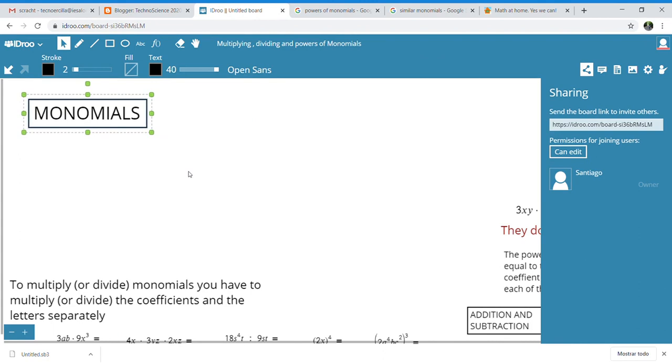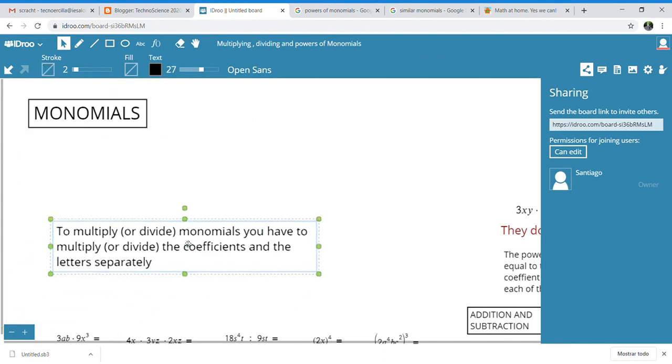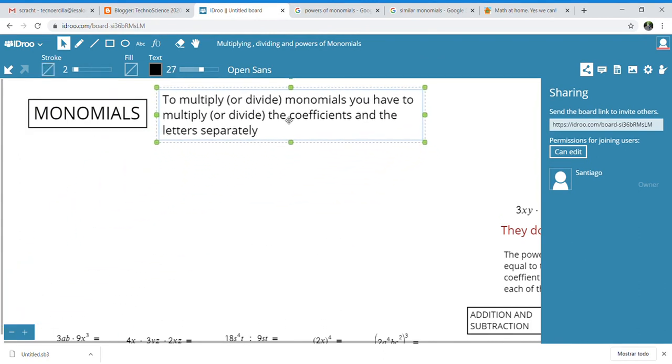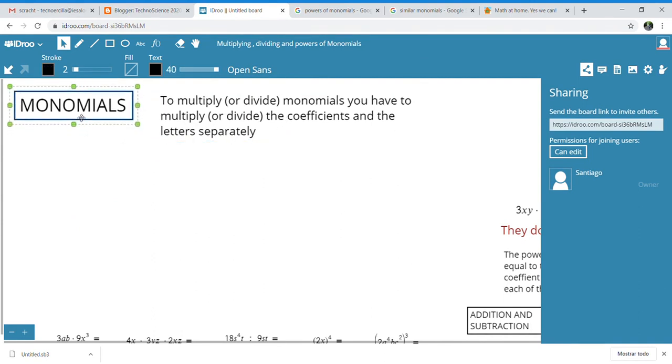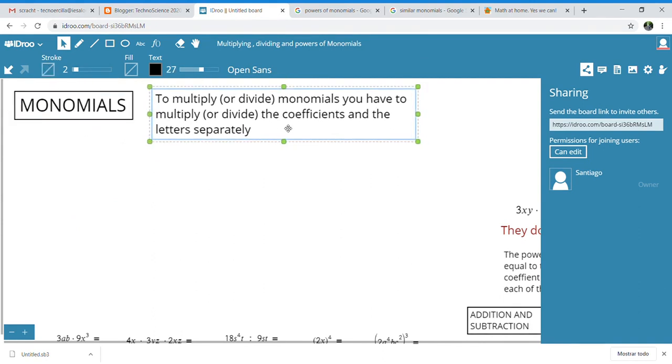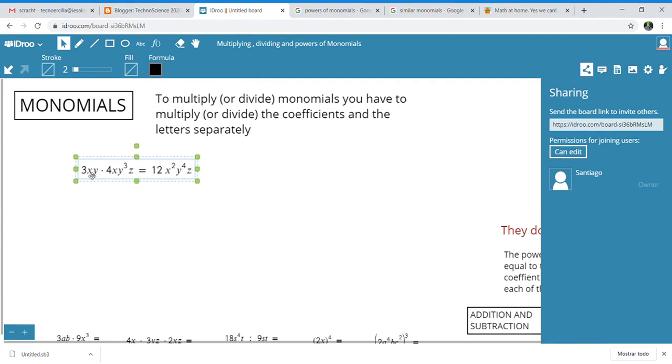Okay, if we want to multiply or divide monomials, what we are going to do is to multiply the coefficients and the letters, the variables, separately. This is what we have to do. Okay, so let's see an example. Here we have an example.